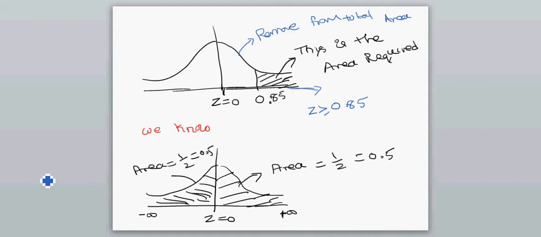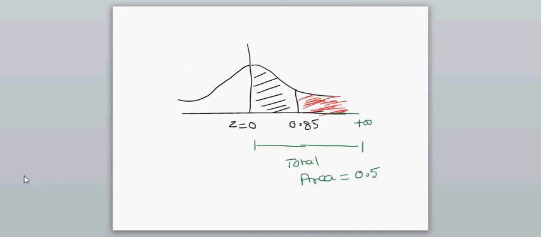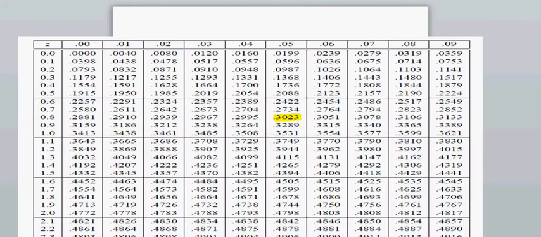So let me take another graph. See, I want the area which is in red color. The total area from z equals 0 to plus infinity is 0.5. So if I'm able to get this area from 0 to 0.85, so that I'll remove it from 0.5, I'll get the required area which is greater than 0.85. So to get the area from 0 to 0.85, you can use a normal distribution table.